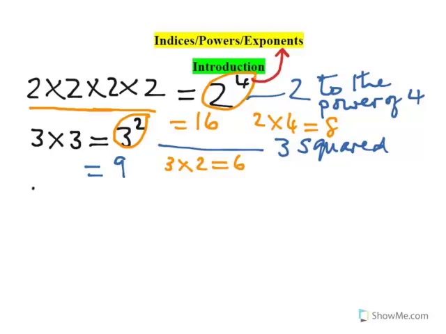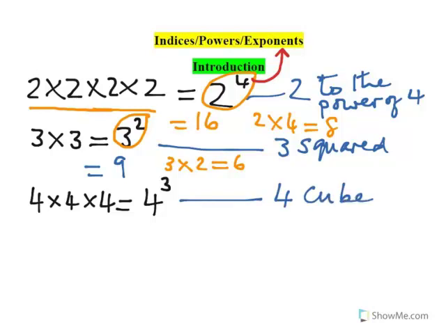Let's then look at 4 times 4 times 4, which we would write as 4 to the power of 3. And when it's a power of 3, we use the word cubed. So we read it as 4 cubed. 4 times 4 is 16. 4 16s are 64. So don't get it confused and think it's 4 times 3. It's not. 4 times 3 is 12.